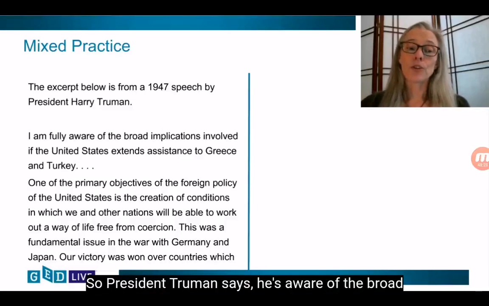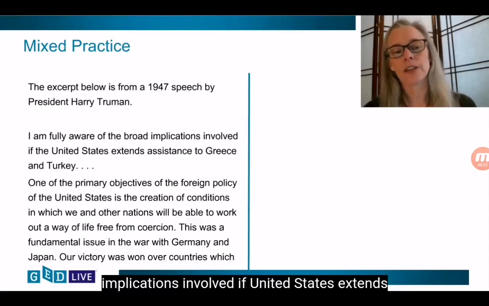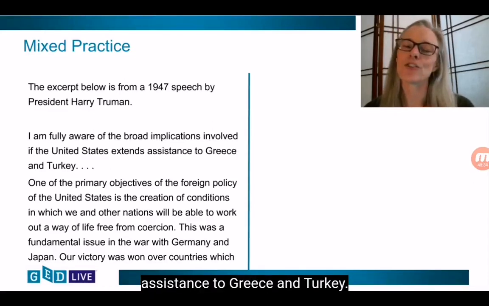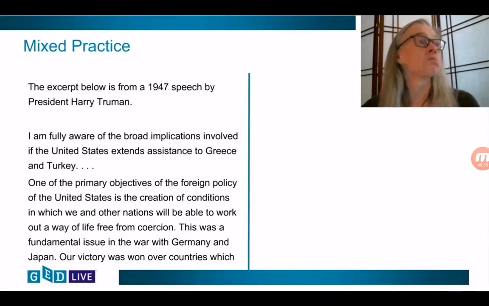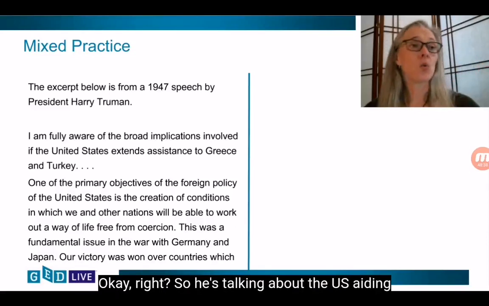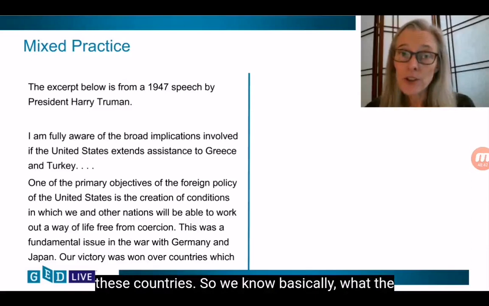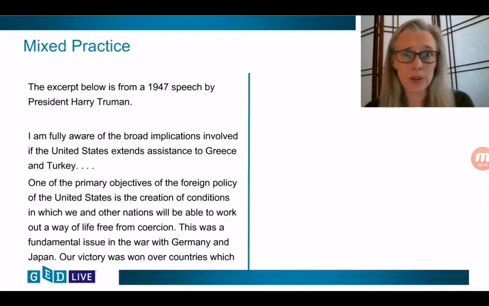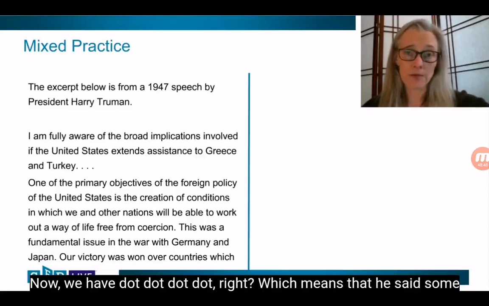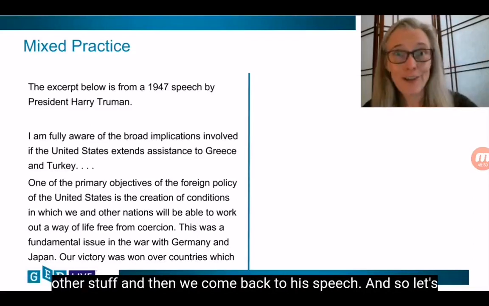So President Truman says he's aware of the broad implications involved if the United States extends assistance to Greece and Turkey. Okay, right, so he's talking about the U.S. aiding these countries, so we know basically what the topic of his speech is. Now we have an ellipsis, which means that he said some other stuff, and then we come back to his speech. And so let's take a look.